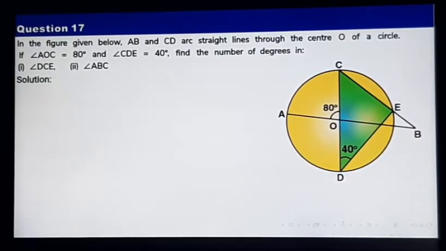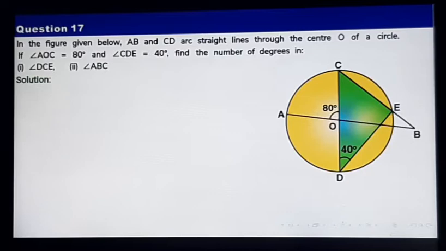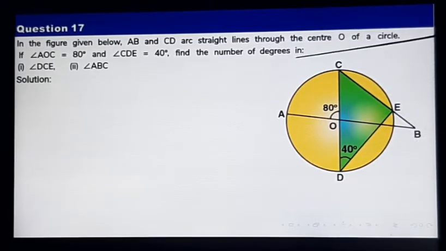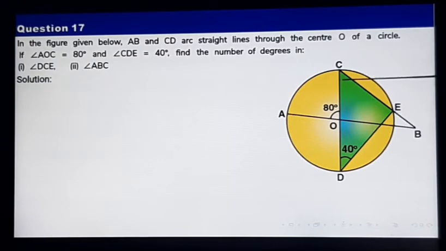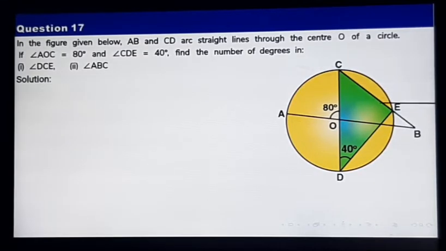Okay, now let's see question number 17. So in the figure given below, AB and CD are straight lines through the center O. Now it is given that AOC is 80 degree, right? So this is AOC, 80 degree, and CDE is given to be 40 degree. Find the number of degrees of the angle DCE, that is this angle, right? And ABC, that is this angle. All right, so we need to calculate these two angles here.